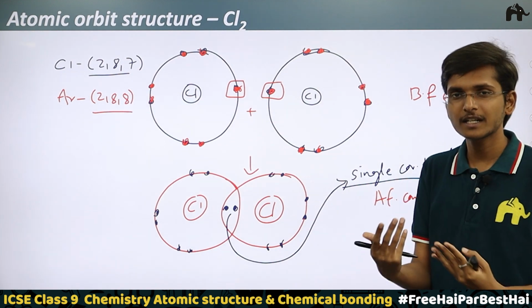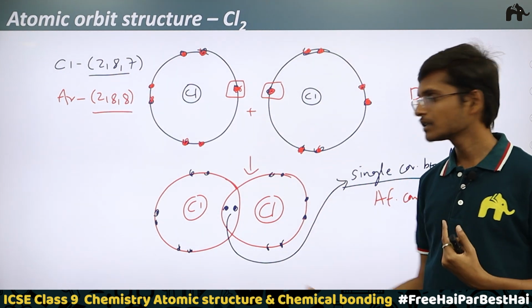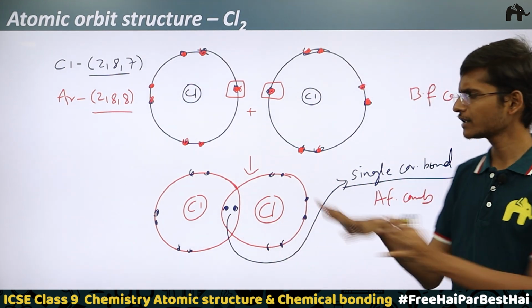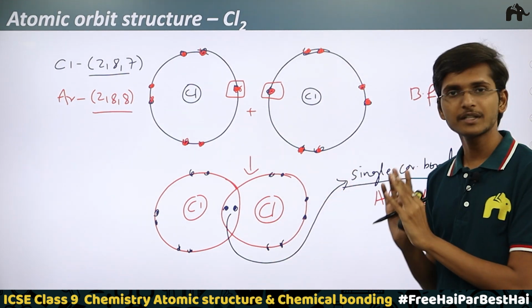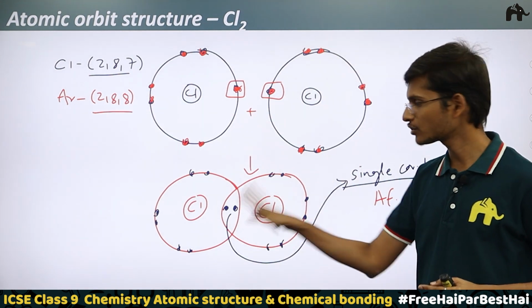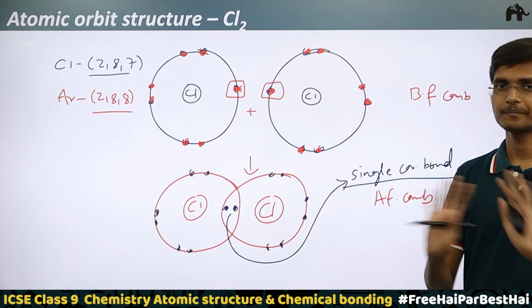But now the things are going to repeat again and again, so I am not going to repeat the same thing: whenever a bond is formed by the mutual sharing of electron pairs between the combining atoms, it is a covalent bond, right?